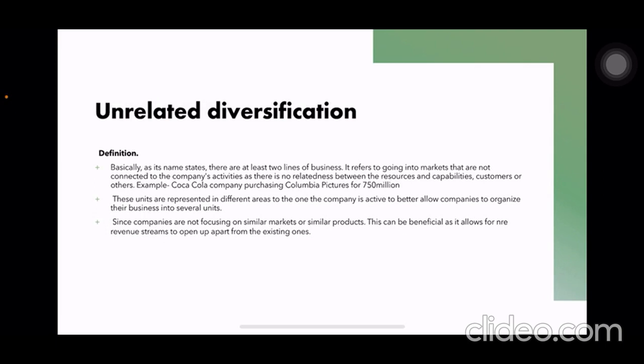Unrelated diversification allows companies to expand operations since companies are not focusing on similar markets or similar products. This can be beneficial as it allows for revenue streams to open up apart from the existing one.